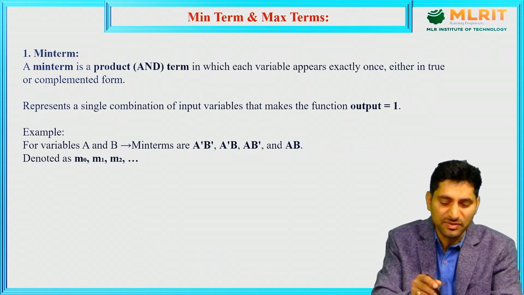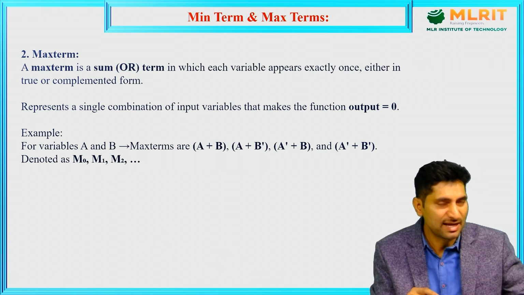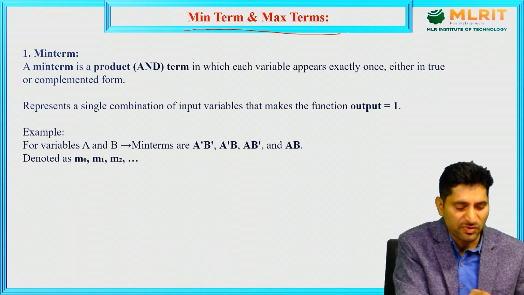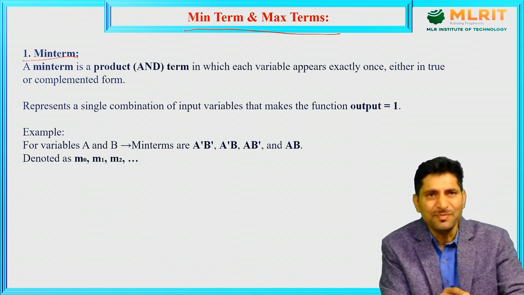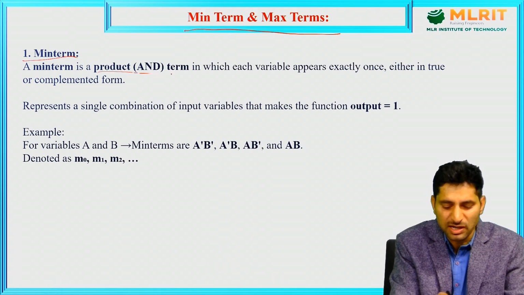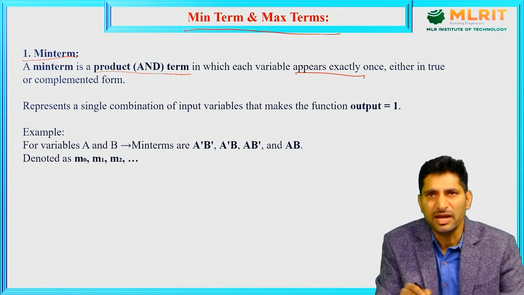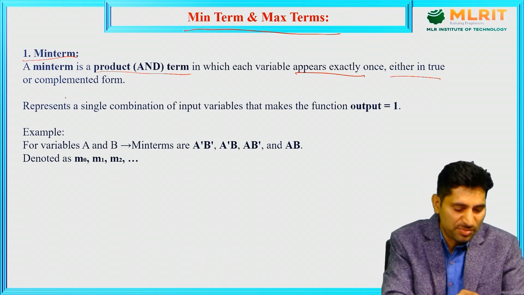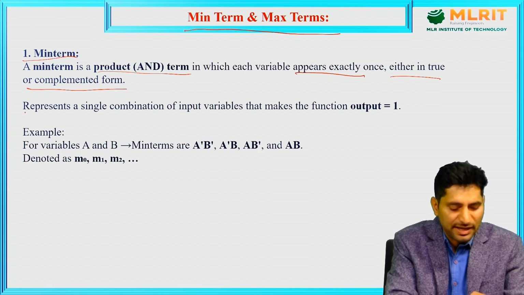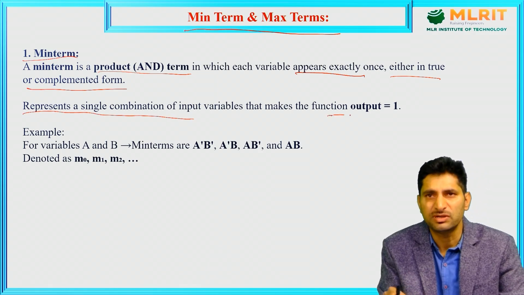Next we will see what a min term is and what max terms are, and where exactly they are useful. Let us see first what a min term is. A min term is a minimum term, also known as a product term, in which each variable appears exactly once, either in its true form or complemented form. It represents a single combination of input variables that makes the function output 1.